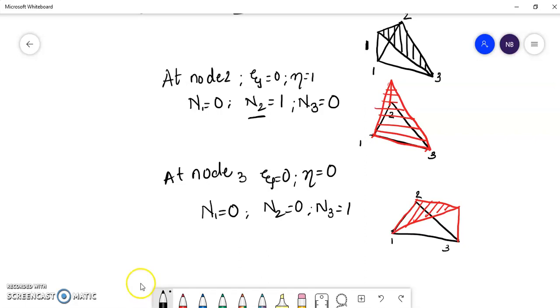Next we move on to the isoparametric representation.